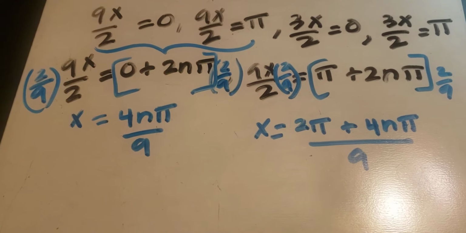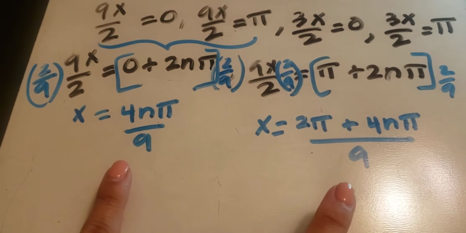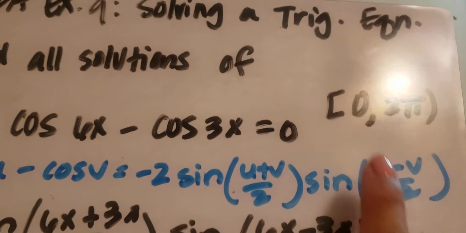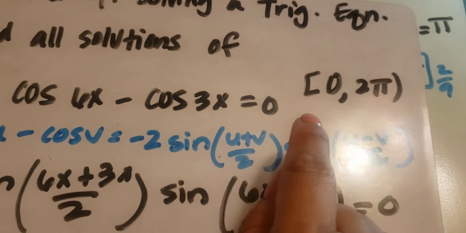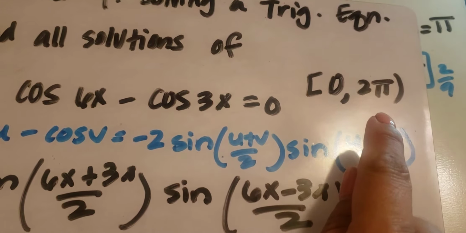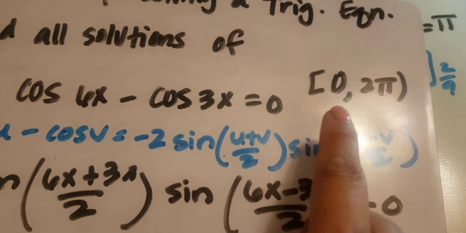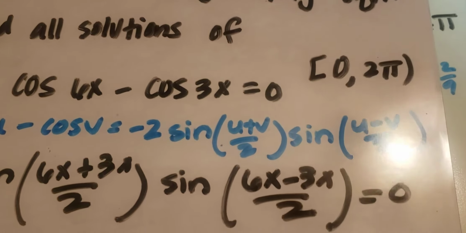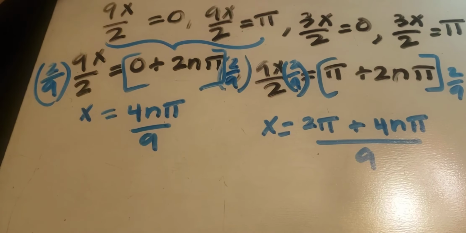Okay, so I need to find exact solutions, not general solutions. If I were to leave it here, we have general solutions, but they restricted our domain and they said between 0 and 2 pi. And notice that 0 has a bracket and 2 pi has a parenthesis. That means we want to include 0, but we don't want to include 2 pi. We just kind of want to end there, but we don't want to go exactly at 2 pi.